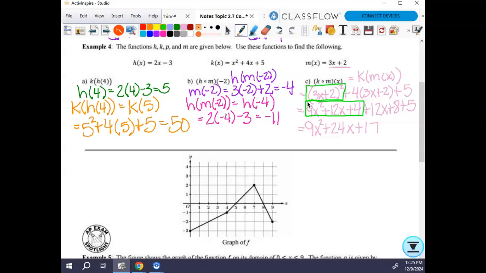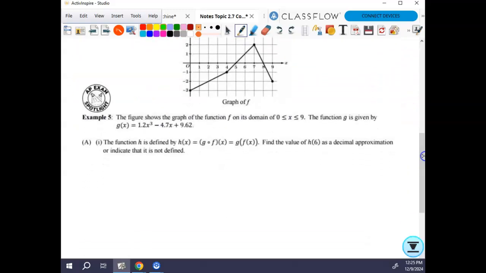All right, let's look at this last one. The figure shows the graph of the function f. So f is the graph, and this is g. Always make sure you know what you're looking at. Okay? This is still on the same page we were just on. The function h is defined by this. h of x equals g of f of x. Then I want h of 6. So h of 6 would have to be g of f of 6.